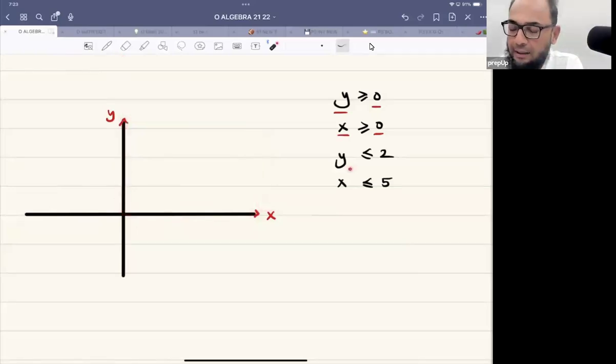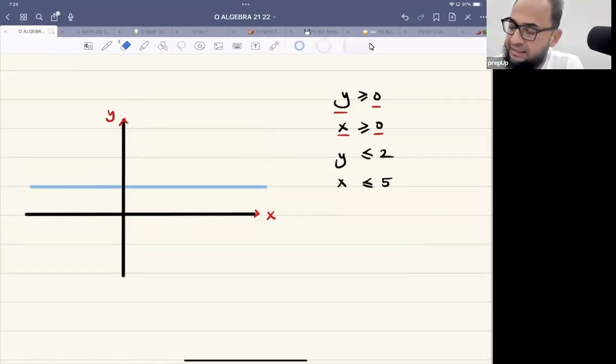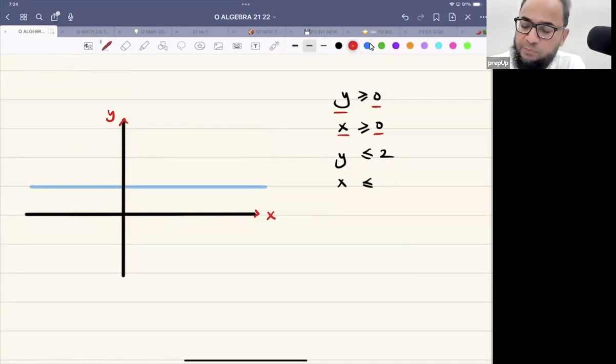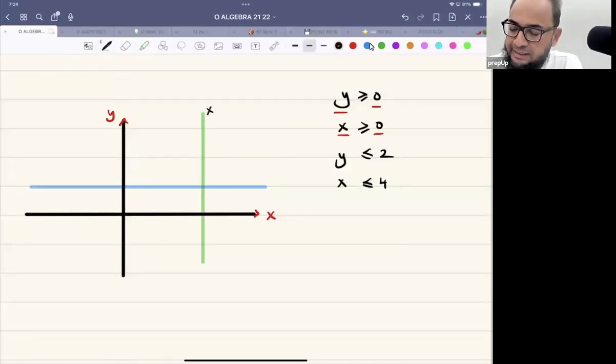We are limiting it. Y is less than or equal to 2. So let me draw the line y is equals to 2. It is lesser than or equal to this. And x is lesser than or equal to 5. Let me make it smaller. X is lesser than or equal to 4. So let me draw a green line like this. So now this is x is equals to 4. This is y is equals to 2. Y-axis x is equals to 0. X-axis y is equals to 0.